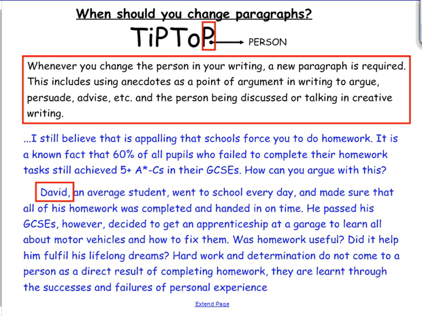Within this piece, I've started using an anecdote about a person called David. Because I've changed the person I'm speaking about, as I've now narrowed in to a particular person in order to achieve an effect in my writing, I needed to start a new paragraph.